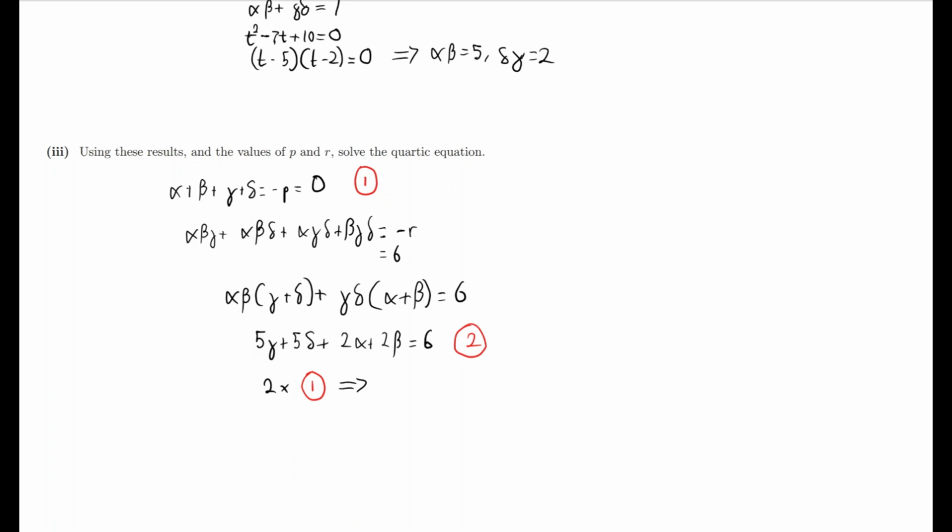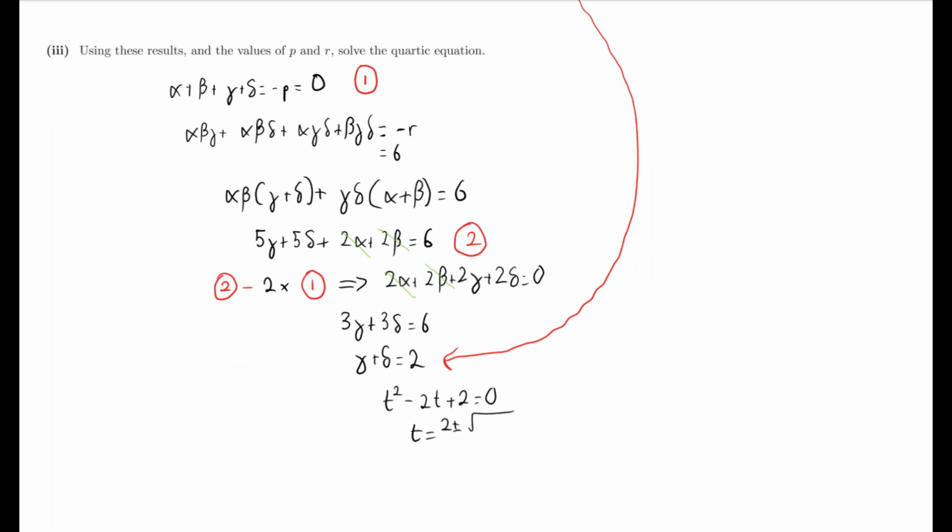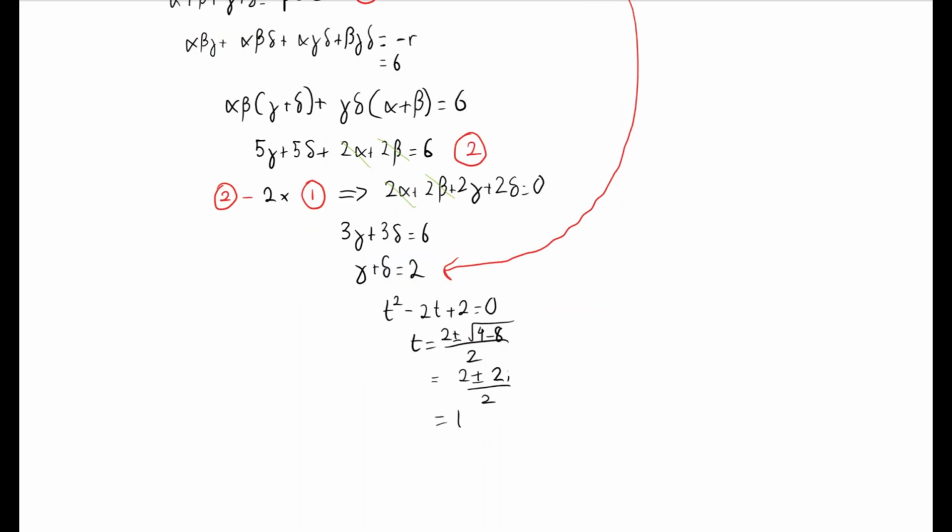So this implies 2 alpha plus 2 beta plus 2 gamma plus 2 delta is 0. And we're going to do equation 2 minus this, which gives you that 3 gamma plus 3 delta is 6, because the alphas and the betas are going to cancel out. Or in other words, gamma plus delta is 2. We can now perform the similar trick that we performed in part 2, because the roots are going to satisfy the quadratic equation t squared minus 2t plus 2 is 0. So t is equal to 2 plus or minus the square root of b squared minus 4ac over 2a. So that gives us 2 plus or minus 2i over 2, or 1 plus or minus i.